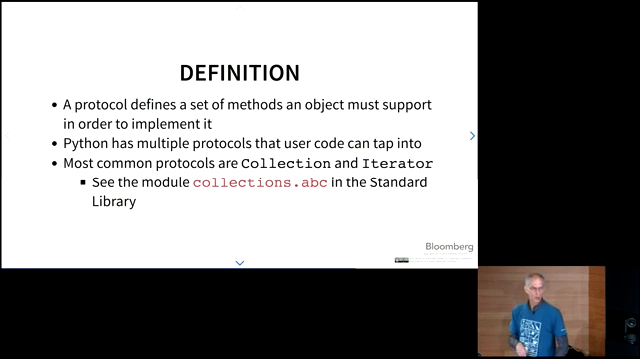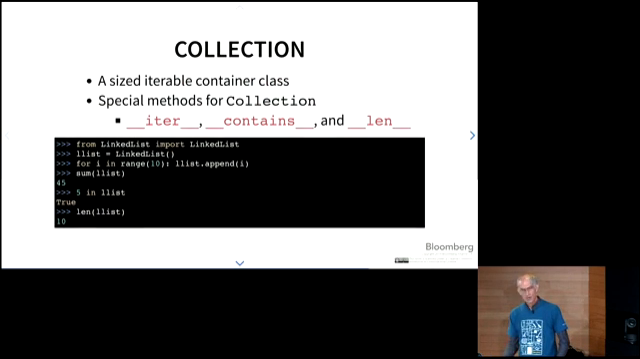Python has multiple protocols that you can tap into. Some of the most common protocols are things like collection and iterator. They're so common that Python has a module, collections.abc, which is to say abstract base class, that will help you implement these. It will guide you towards implementing the necessary methods to implement the protocol. So let's take a quick look at those two things. We're going to look at collection first.